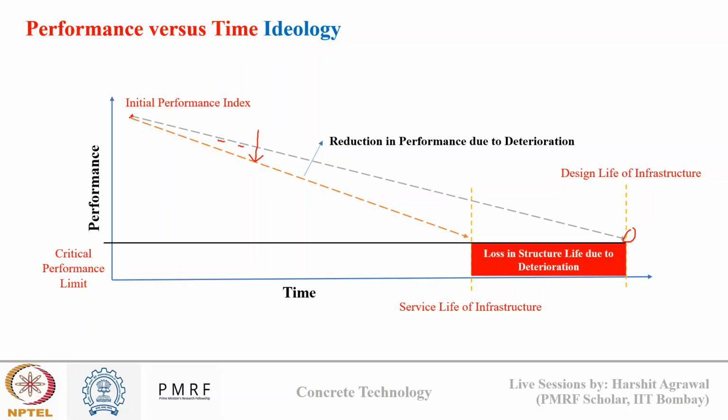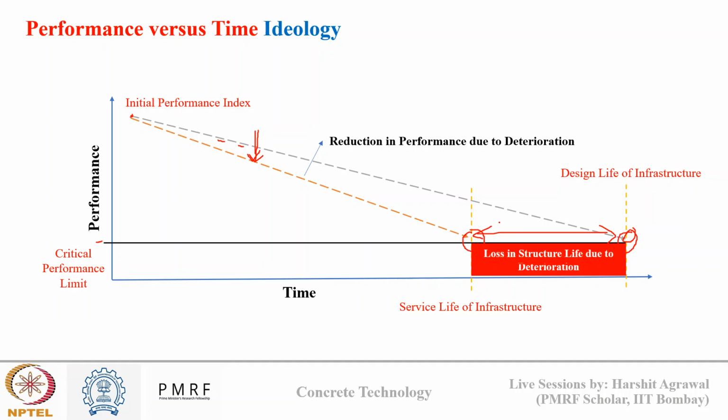My concrete performance will degrade at a faster rate. So this critical performance line that I have marked, I will breach much earlier than the anticipated service life. This was my anticipated service life, and this is the service life that I am getting due to aggressive environment or increased deterioration of concrete. So this gap in between defines the loss of structure life due to deterioration.